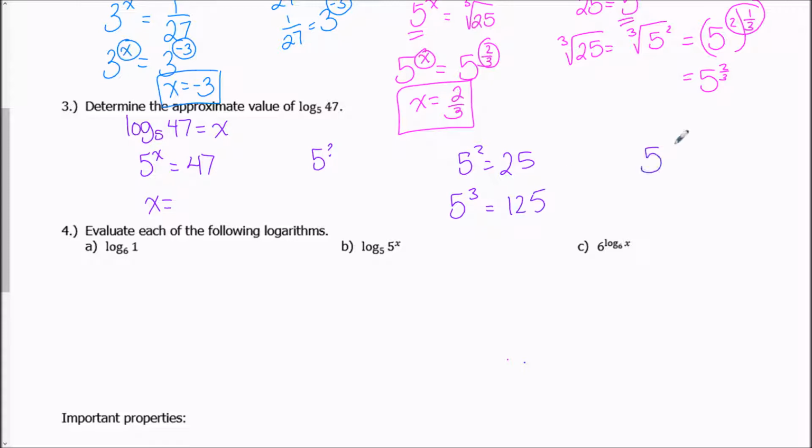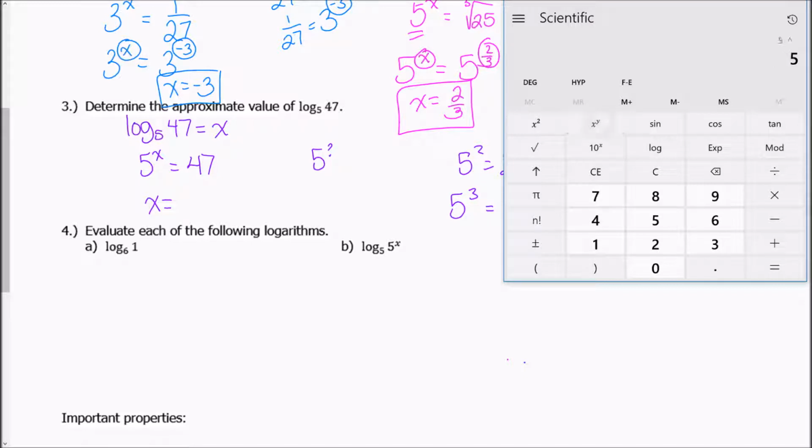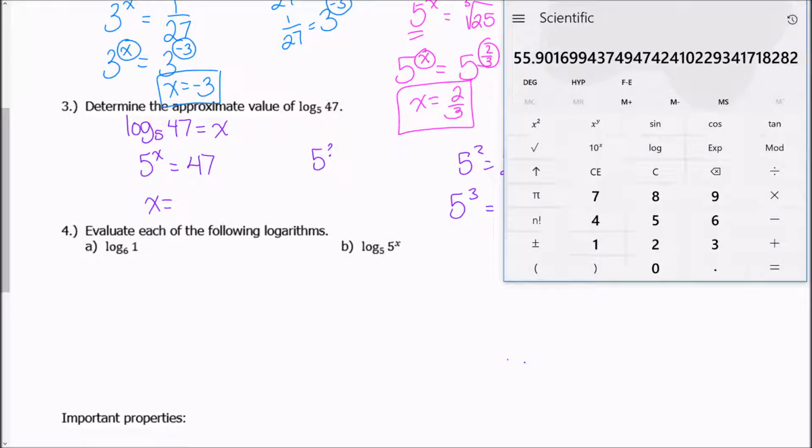So I'm going to try 5 to the power of 2.4 and 2.5. Let's try 2.5 and see what happens right here. So 5 to the power of 2.5, I end up getting 55.9, so that's too high. So I'll try 5 to the power of 2.3. And I get 40.5, so that's too low. So I'll try 5 to the power of 2.4. And I get 47.59, which is close to what I want, but a little bit too high.